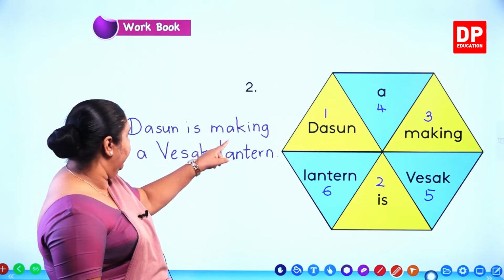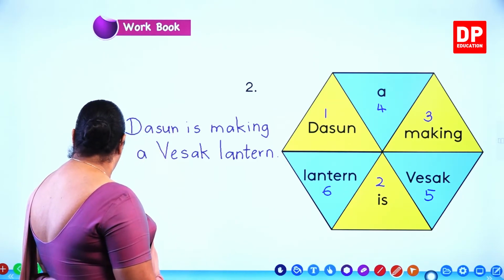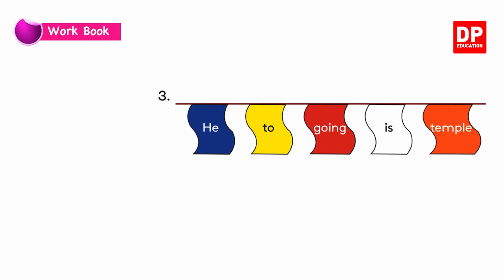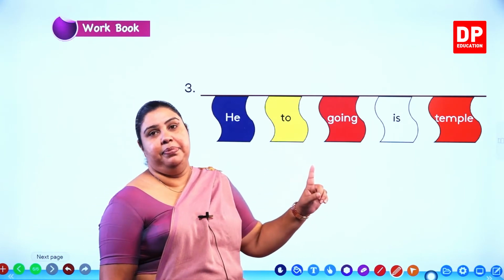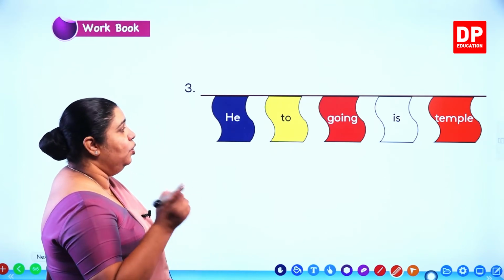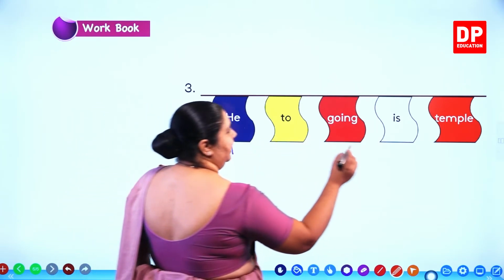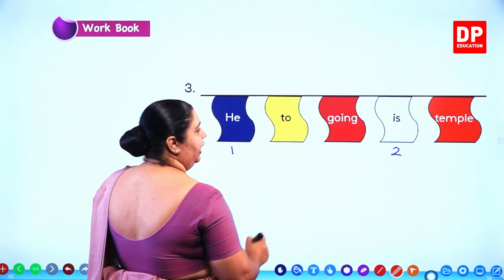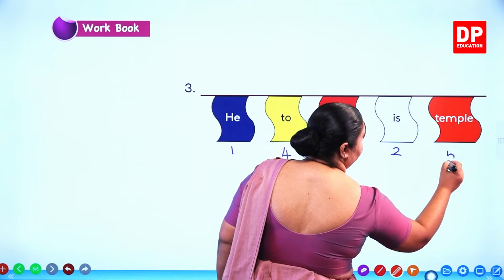Dasun is making a Vesak lantern. That should be the proper order. Now we'll move on to the last one. Right? He too going is temple. That is wrong. We have to put it in the correct order. He is going to temple. So he is number 1, is number 2, going number 3, to number 4, temple number 5.